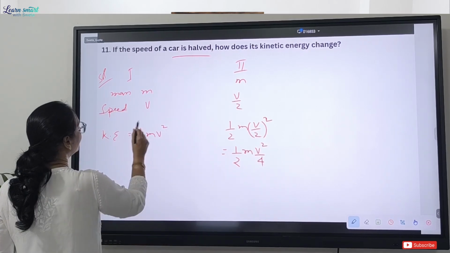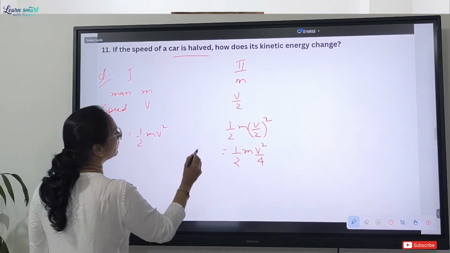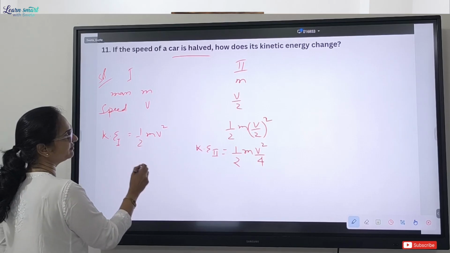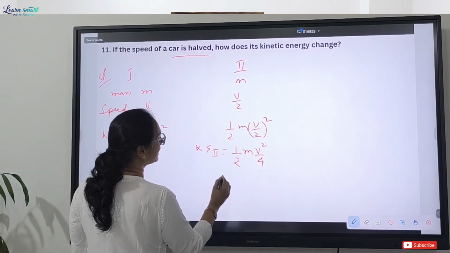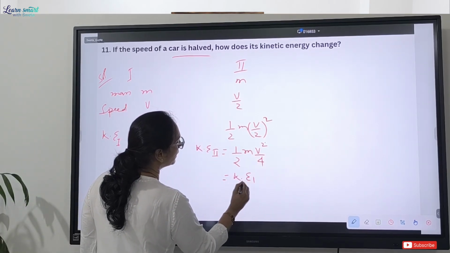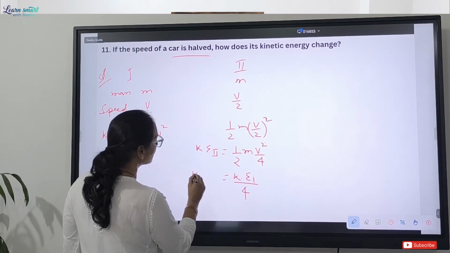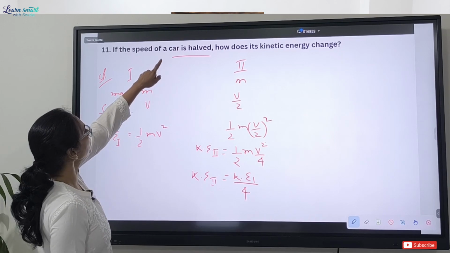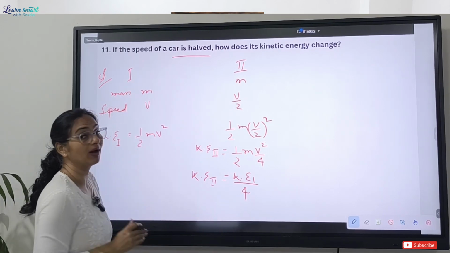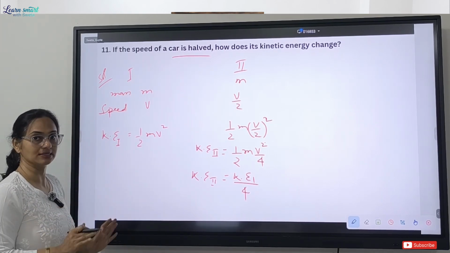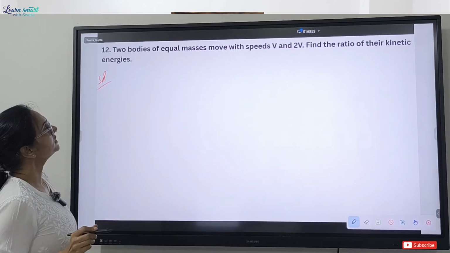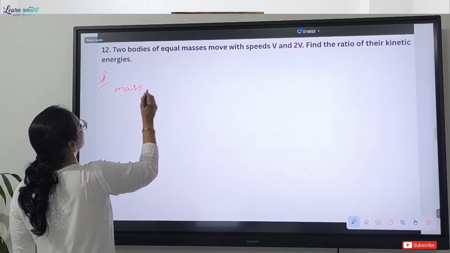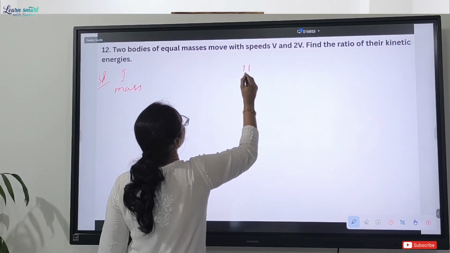If you see half m v square, let's name it as kinetic energy 1 and kinetic energy 2. So kinetic energy 1 is half m v square. In place of half m v square, we will write kinetic energy 1. So kinetic energy 1 upon 4, which means that the kinetic energy, when the speed of the car is halved, it becomes 1/4. So that's the answer. Let's do next question. Two bodies of equal masses move with, so two bodies have equal masses. Mass. So there is body 1 and body 2.